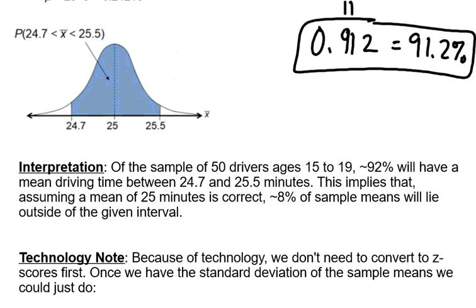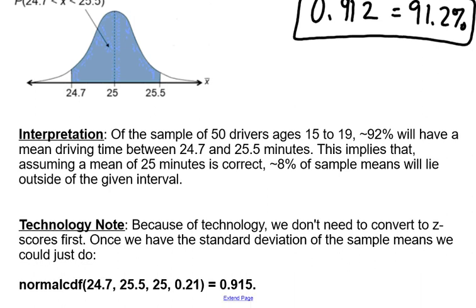Of the sample of 50 drivers ages 15 to 19, about 92%, I must have just rounded a little differently than they did, will have a mean driving time between 24.7 and 25.5 minutes. This implies that assuming a mean of 25 is correct, about 8% of sample averages will lie outside of that given interval. Be aware, because of technology, we actually don't need to convert to z-scores first.